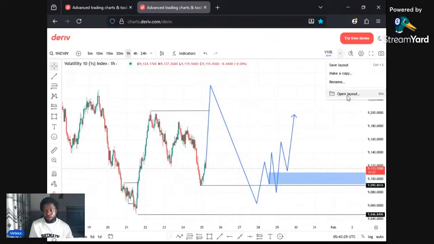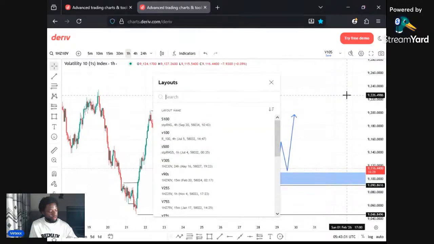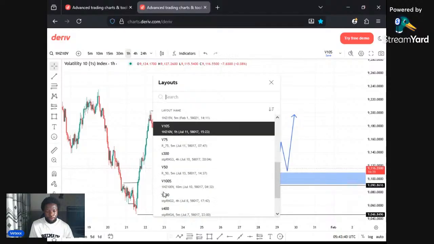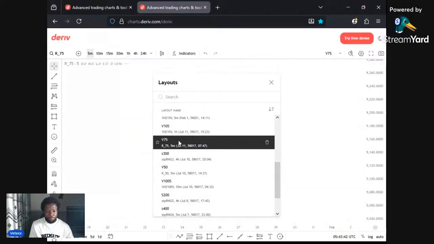Now let's move on to the next pair on our list, which is which pair? Let's check it out. We have V75. Next pair on our list is V75. Let's check what's up with V75.